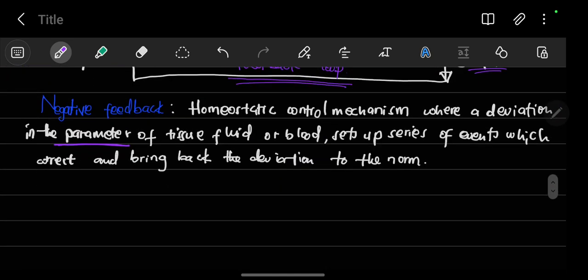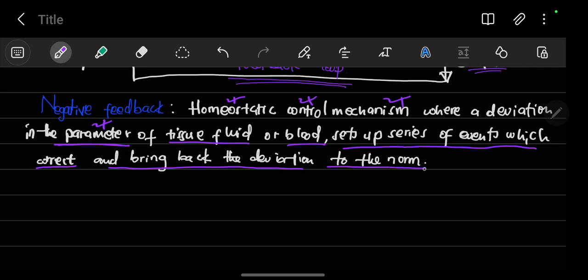So when you look at negative feedback, it's a homeostatic control mechanism. I'm more interested in the control mechanism. Where is it found in homeostasis? Where a deviation in a parameter of tissue fluid or blood sets up a series of events which correct and bring back the deviation to the norm.